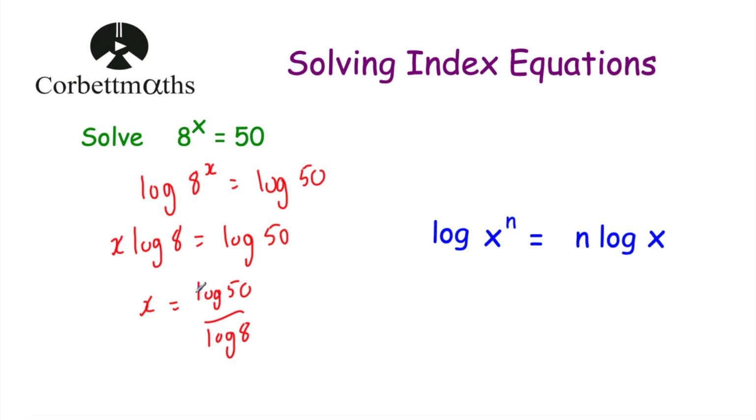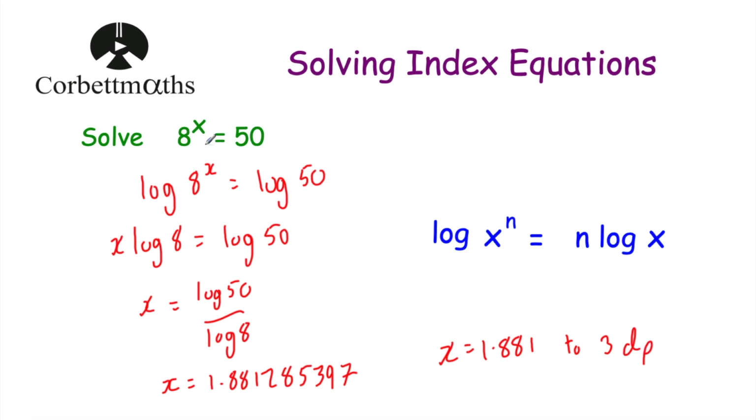So we're just going to type this into our calculator and see what we get. If we take the log of 50 and divide it by the log of 8, we get an answer of 1.88128539. So that means the x, the power here, would be equal to 1.88128539. Let's round that to 3 decimal places. So x would be equal to 1.881 to 3 decimal places, and that's it.